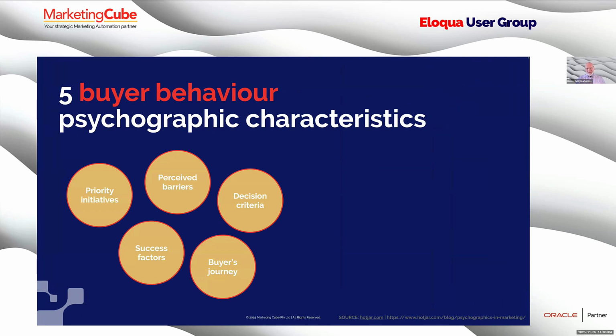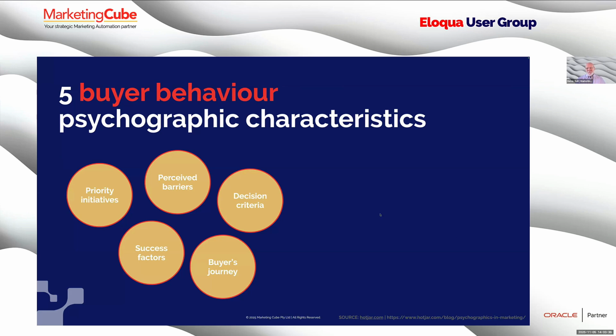But I think the one that is definitely of value for all of us, and this again continues with the folks from Hotjar, is buyer behavior. So now we start to get a little bit closer to more traditional Eloqua type of questions. We think about personas and those sorts of things. Here we look at priority initiatives. We look at perceived barriers, decision criteria, the buyer's journey, and success factors. What does success look like, for example? This is a really different way of asking questions.